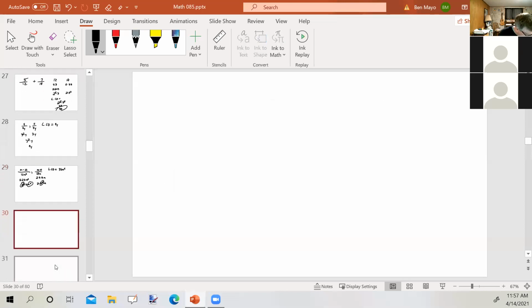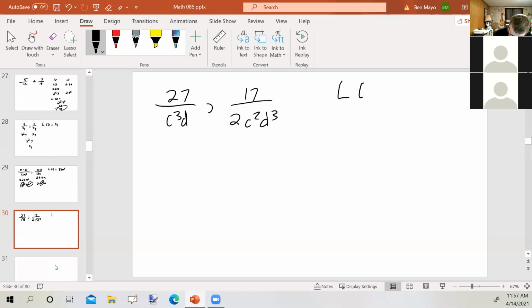Next example. 27 over c cubed d, 17 over 2c squared d cubed. All right. How many 2's do you need? One. How many c's do you need? 3. How many d's do you need? 3. Right. And we're done. Okay. Getting better? Yeah. Okay. Oh, be careful.